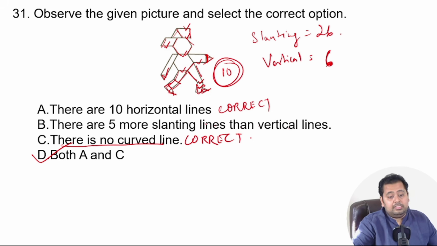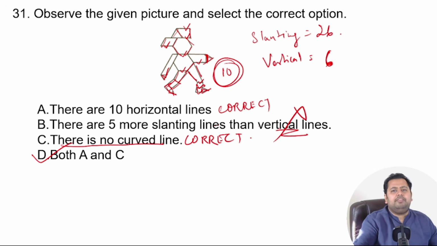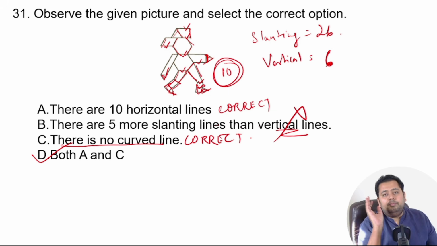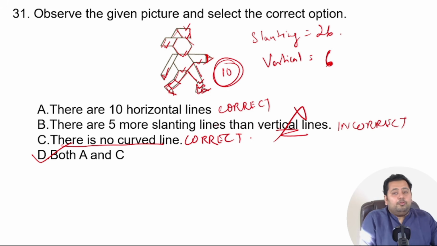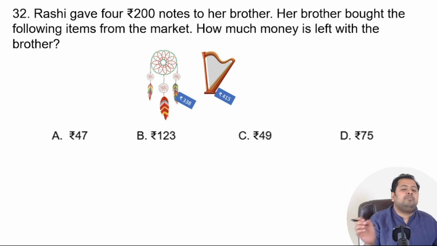Are there 5 more slanting lines than vertical lines? No. You can just see the figure and say that there are much more slanting lines than vertical lines. So is this correct? No, this is incorrect. So your correct answer is both A and C are correct, right? I hope you would have got it correctly. If you did, give yourself a star, and we move to the next question.